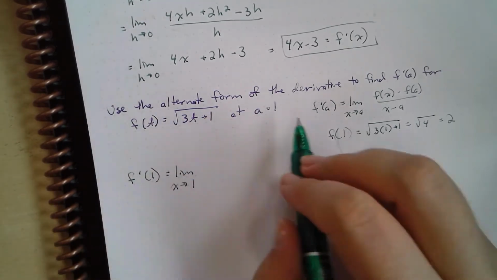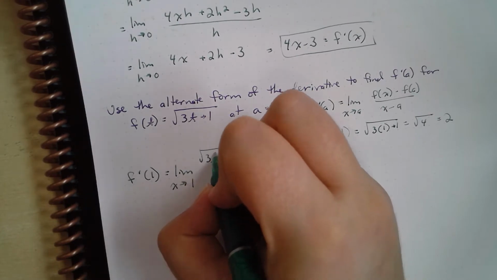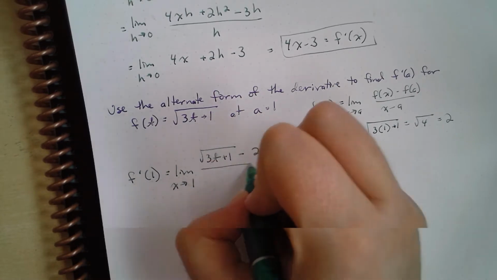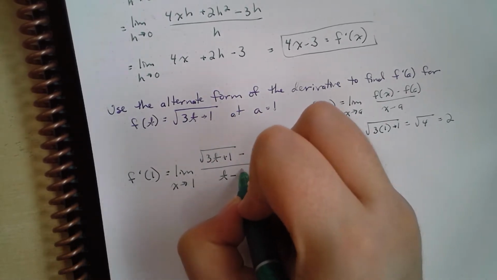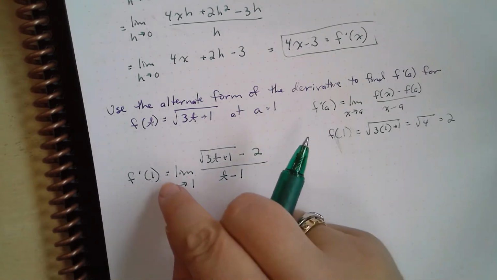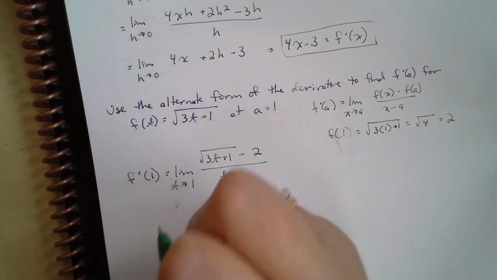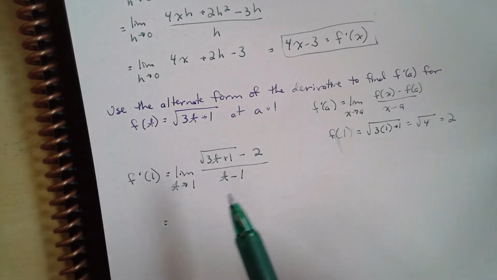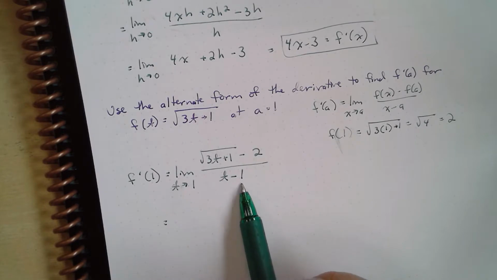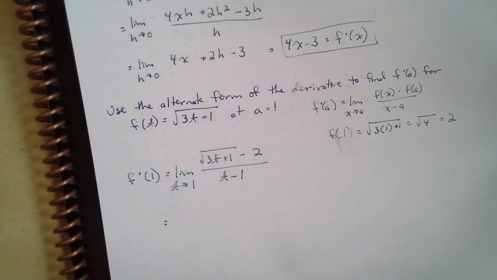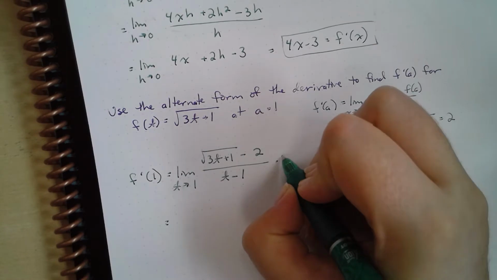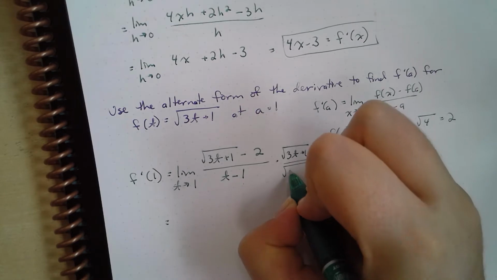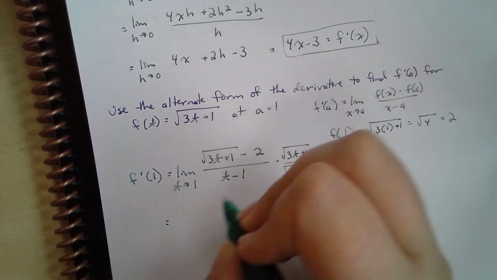as x approaches 1 of f of x, the square root of 3t plus 1, minus f of a, which is 2, over t minus 1. And I wrote x here, but our variable actually is t, so I should be using that. So now we can just work through this and solve. We've got the square root of 3t plus 1 minus 2 over t minus 1. I want to get rid of this radical as best as I can. I'm going to multiply by the conjugate, the square root of 3t plus 1 plus 2 over the square root of 3t plus 1 plus 2.